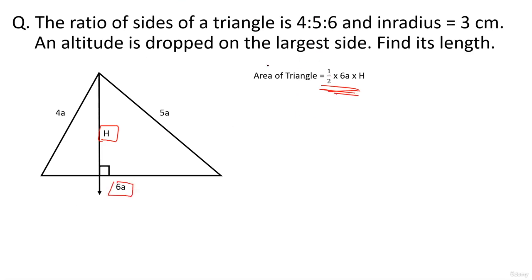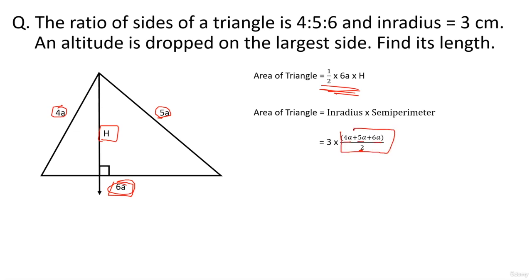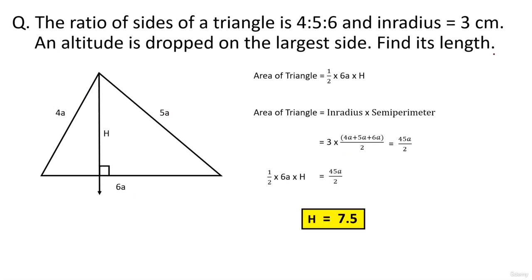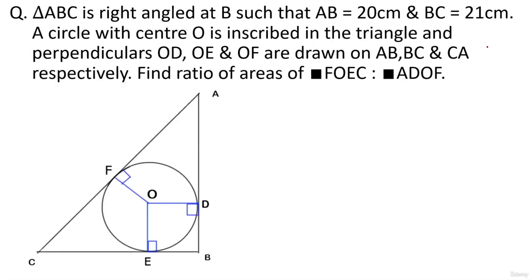Okay. Now, guys, given the values 4a, 5a, and 6a as the sides, you can calculate semi-perimeter, right? So semi-perimeter क्या हो जाएगा basically? Sum of all these values, 4a plus 5a plus 6a, divided by 2. That is semi-perimeter. And multiplied by the inradius, which is 3 in this case, you get the area of the triangle. If you just equate these two values, you will get the value of h or the height. That is 7.5. It's as simple as that. Let's go on further, guys.